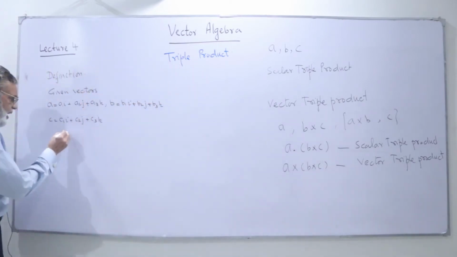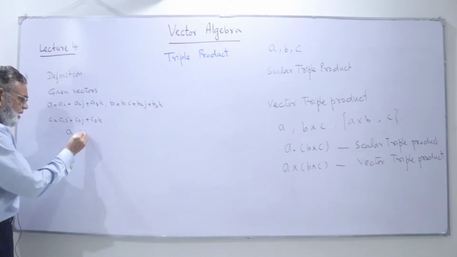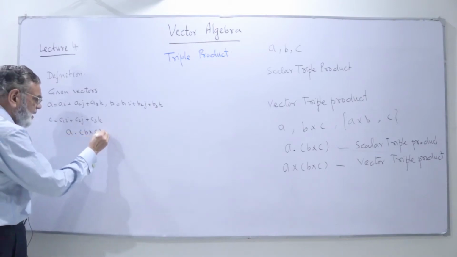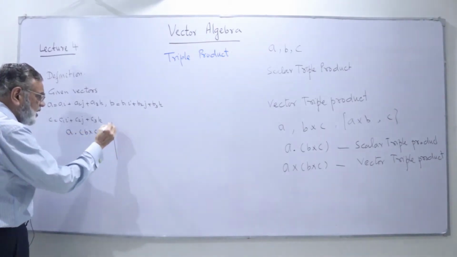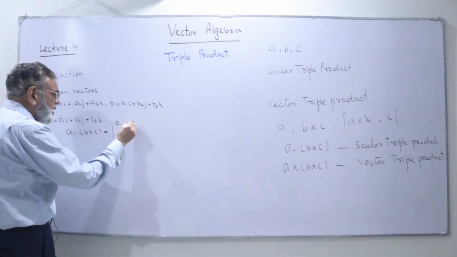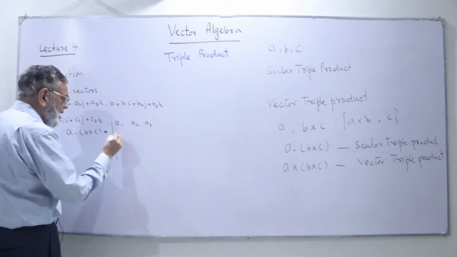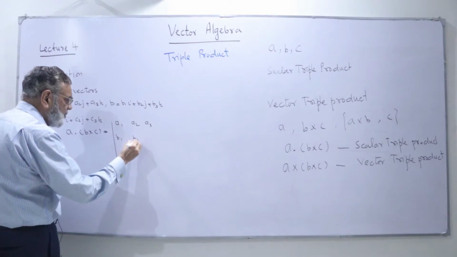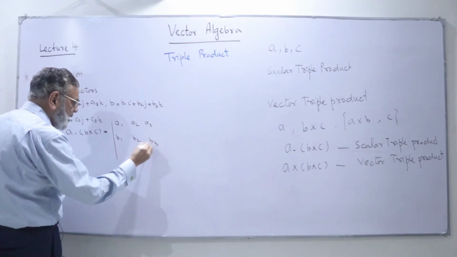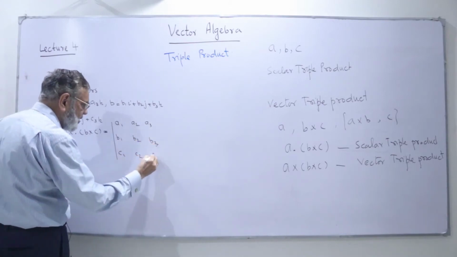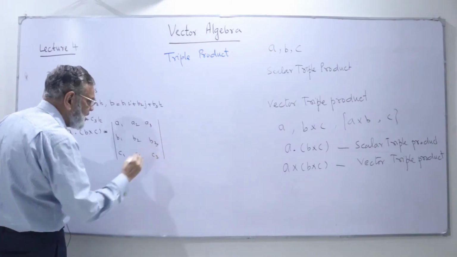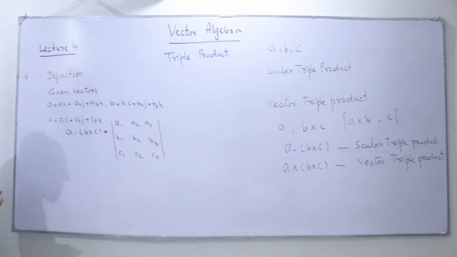But we have the definition. Our definition is that A dot B cross C is a determinant. We take the components of A: A1, A2, A3. I have here B1, B2, B3, and C1, C2, C3. This gives me the definition of the scalar triple product, a determinant made by the components of A, components of B, and components of C.